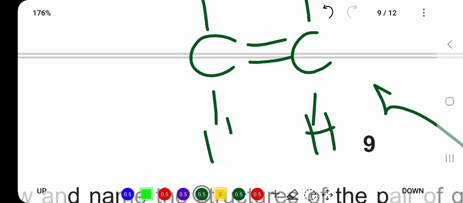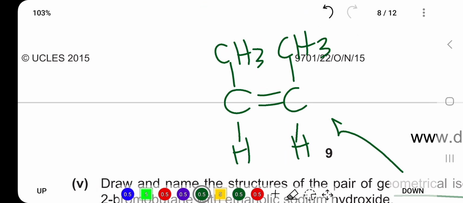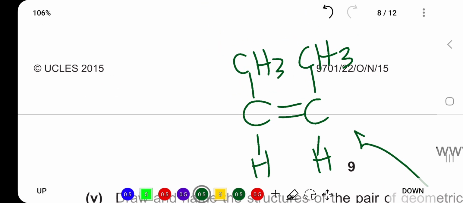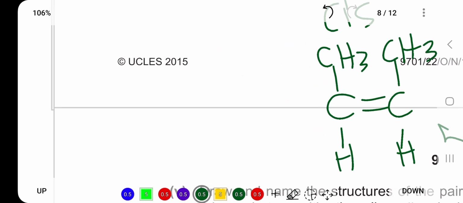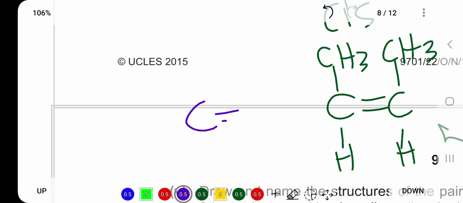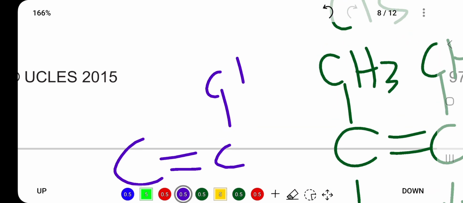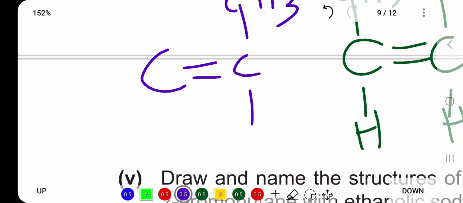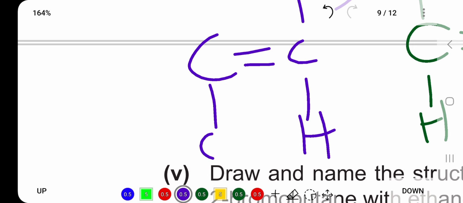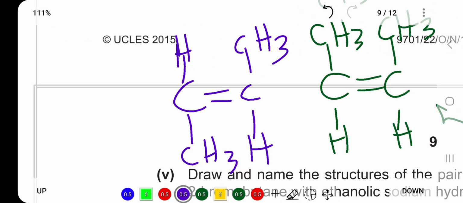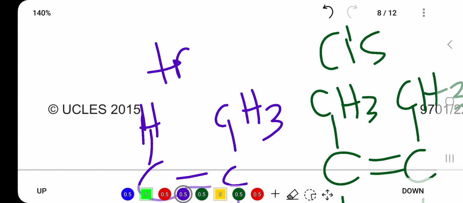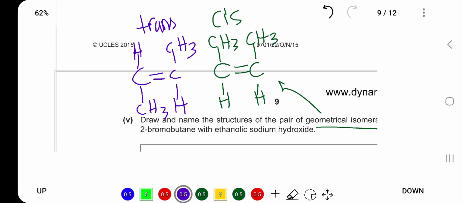CH3H. Now geometrical isomers could be cis and trans. Now in this case it is cis, and trans could be the same exact thing, but instead of this, you'll see the difference now. This is trans. So geometrical isomers have two types, cis and trans.